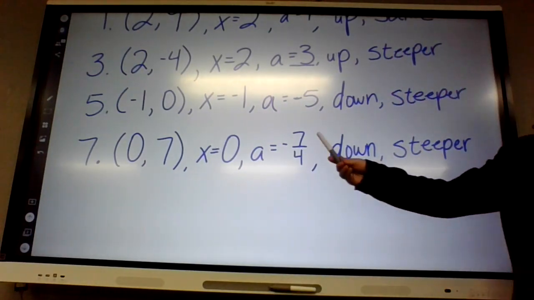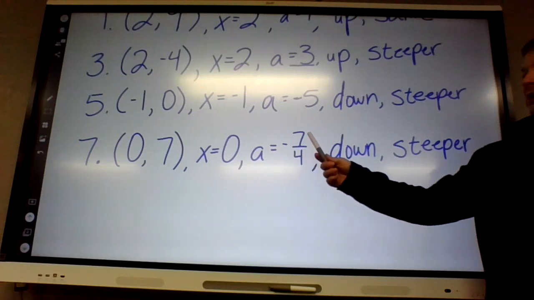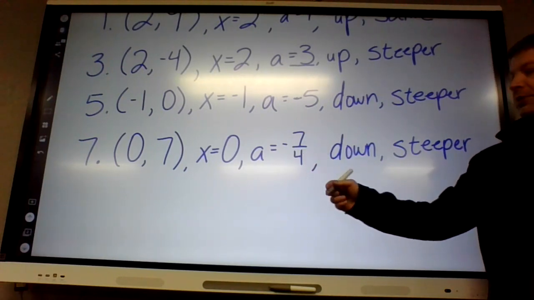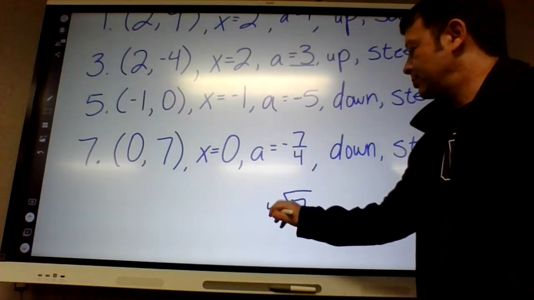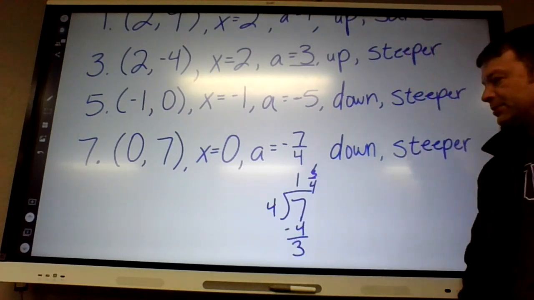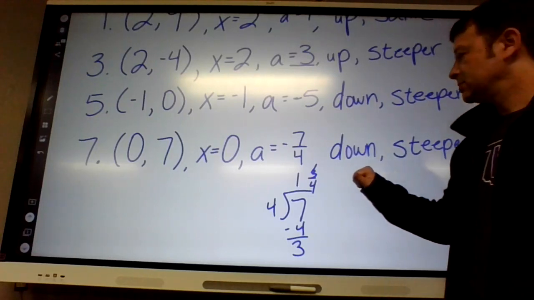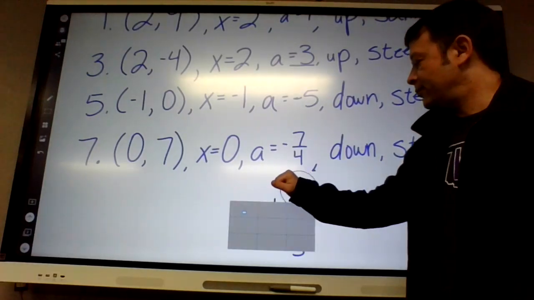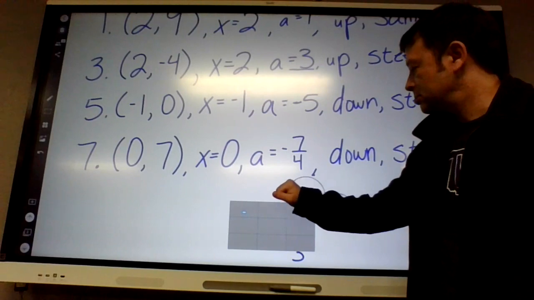You guys remember how to change improper fractions to mixed numbers? You do 7 divided by 4, which is 1 with a remainder of 3, so it's 1 3/4. If it was 8/4, that would just equal 2.